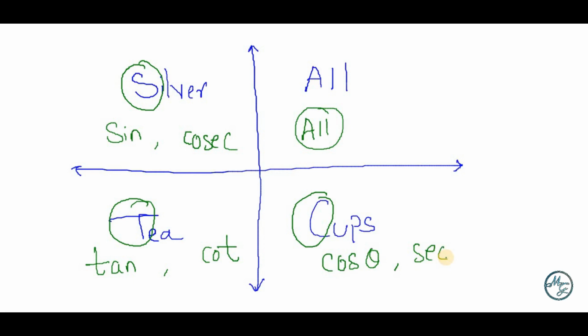So it is an easy way to remember in which quadrant which functions are positive and which functions are negative. If you study about positive functions, it is easy for us to understand which functions are negative in which quadrant.